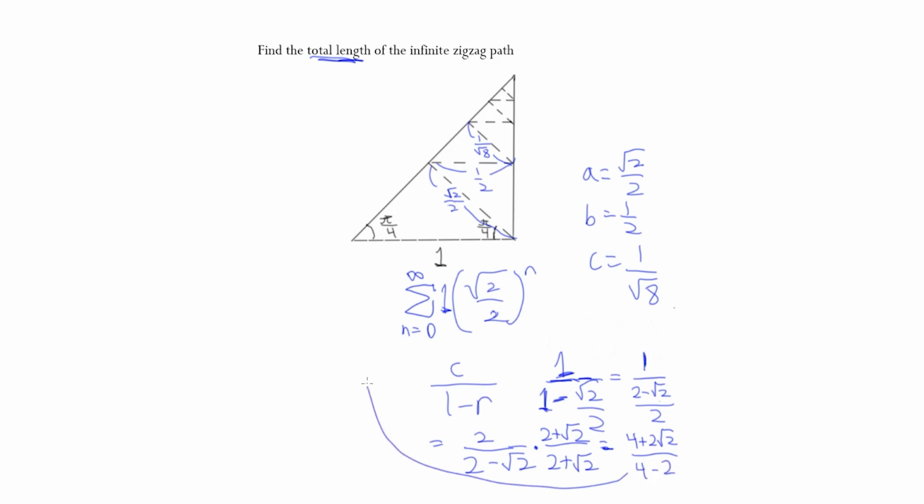And let me give myself some more real estate, which is equal to 4 plus 2 root 2 all over 2. 4 minus 2 is 2. And then we can simplify that. So that's 4 divided by 2 is 2, plus 2 divided by 2 is 1. So 2 plus root 2 is our final answer for the total length of the infinite zigzag path.